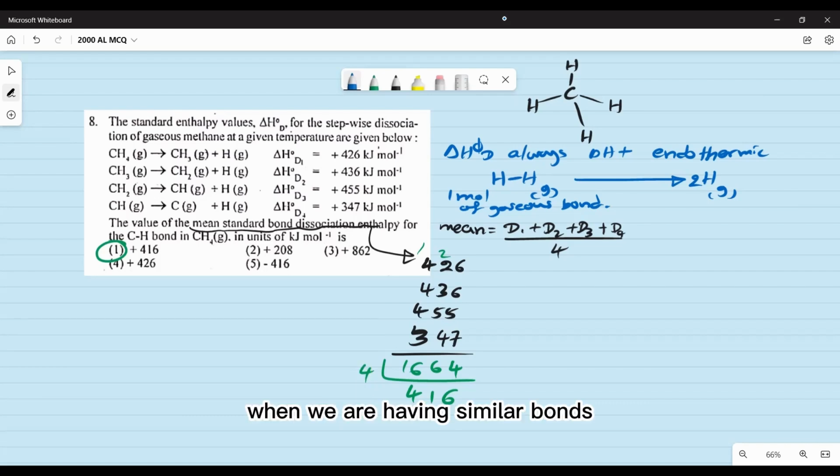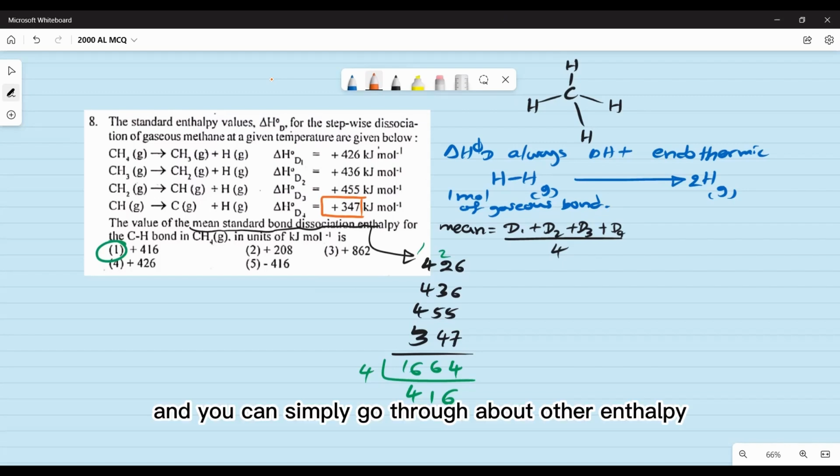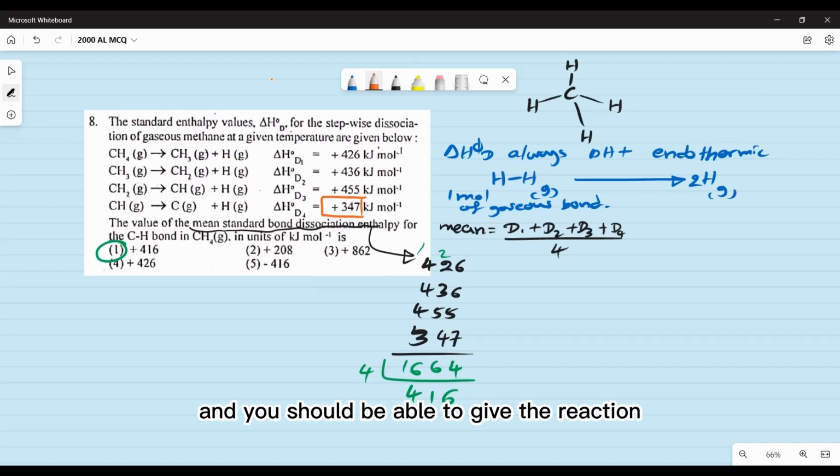The important thing here is that when we have similar bonds in a molecule like CH4 or NH3, we get a mean value, because when we are doing calculations, we need the mean value, not individual different values. You can go through other enthalpy changes in a similar way. You need to be able to identify those enthalpies, and you should be able to give the reaction for the given definition too. If I say CH4 formation enthalpy, you should be able to write the necessary reaction.